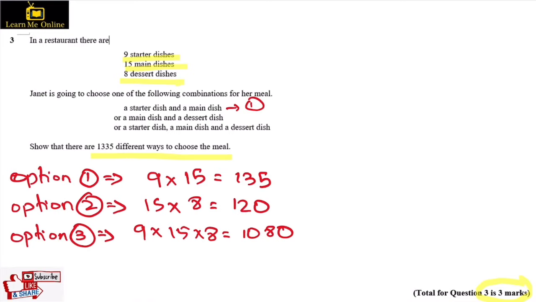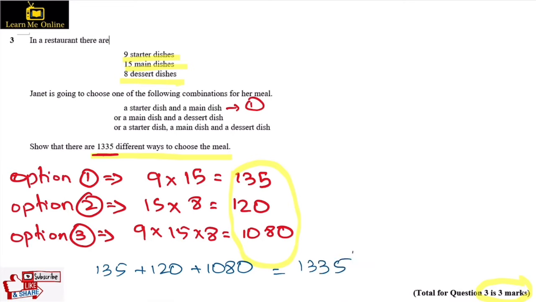Because this says that there are 1335 ways of choosing all the meals, whatever the possible combinations are, you add all of them together. So that would be 135 plus 120 plus 1080. And when you add them together, it would be 1335. So this is what we have to show.